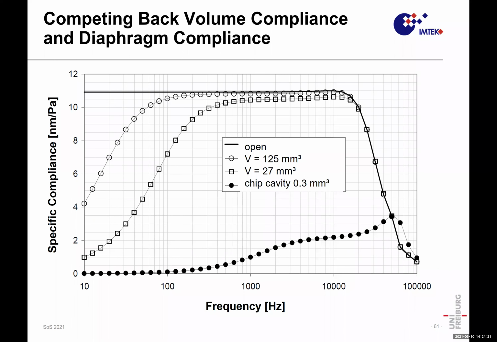This is an example for different back volumes. We have maybe a microphone with a certain sensitivity. Open is, I would say, effectively an infinite back volume. Then we put a back volume on the system, and the sensitivity is reduced a tiny little bit because the spring is in concurrence with the back volume spring. Then we get a smaller back volume, this one, and a very small back volume, 0.3 cubic millimeters, is reducing the sensitivity extremely.